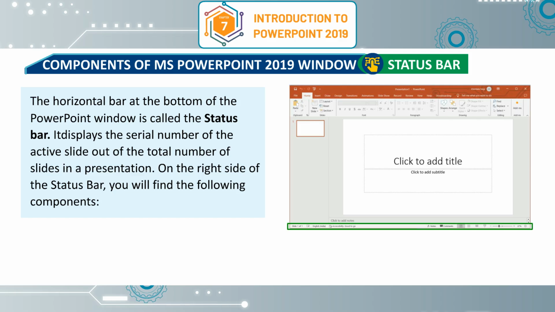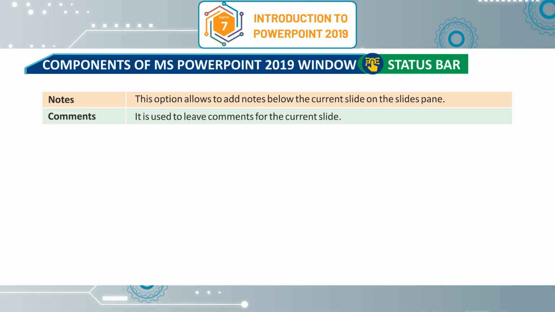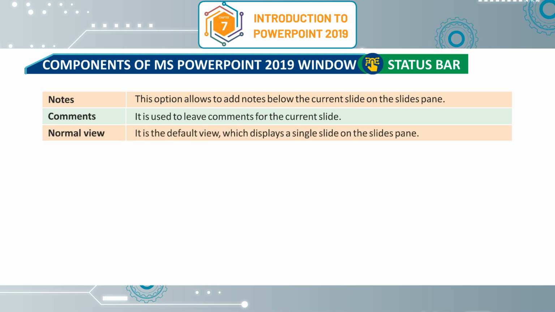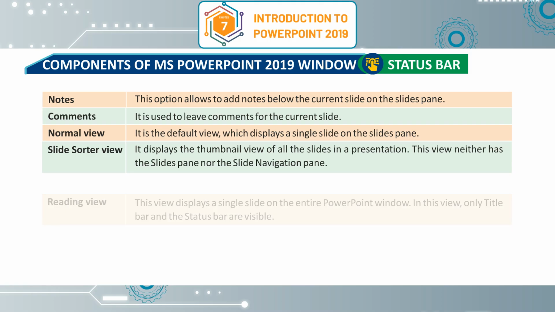On the right side of the status bar, you will find the following components. Notes. This option allows to add notes below the current slide on the slides pane. Comments. It is used to leave comments for the current slide. Normal view. It is the default view which displays a single slide on the slides pane. Slide sorter view. It displays the thumbnail view of all the slides in a presentation. This view neither has the slides pane nor the slide navigation pane.